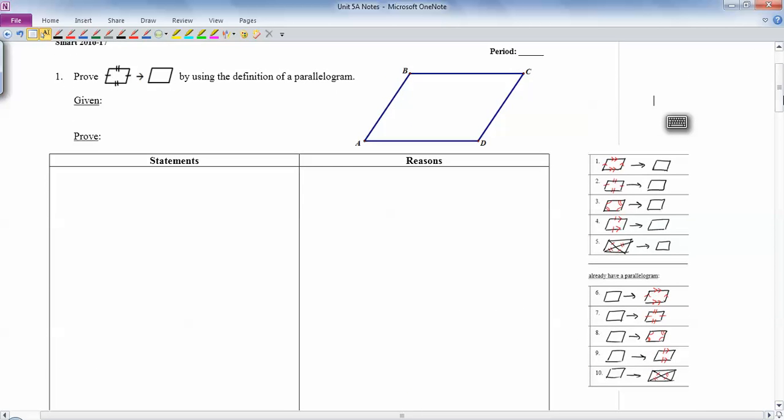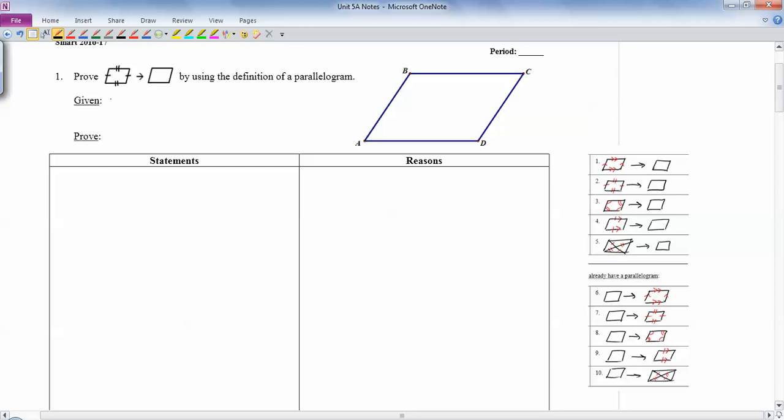Okay, so the first one says prove that if you have the opposite sides congruent, then you get a parallelogram. But avoid using this reason in the proof. Instead, what we're going to do is use definition of parallelogram, which is the first one right here. We're going to prove that you can get arrows, the parallel left and right, parallel top and bottom. That'll get us parallelogram.